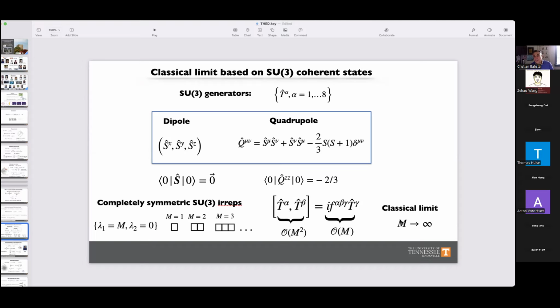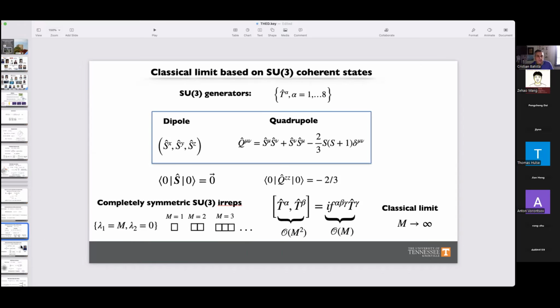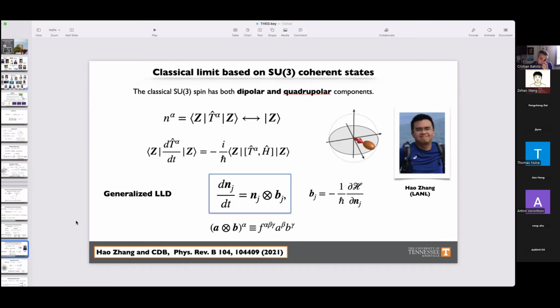So again, I can take a classical limit by sending M to infinity. In other words, by sending the dimension of the representation to infinity, right? We get, again, a classical limit. So that's the standard procedure. This is very nicely described in this paper by Perelomov, this idea of how to generalize classical limits.